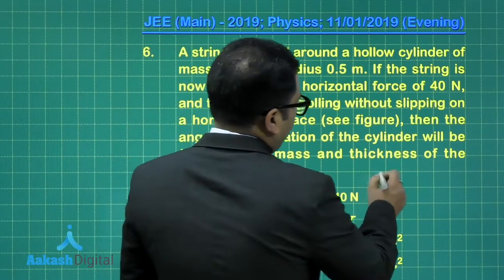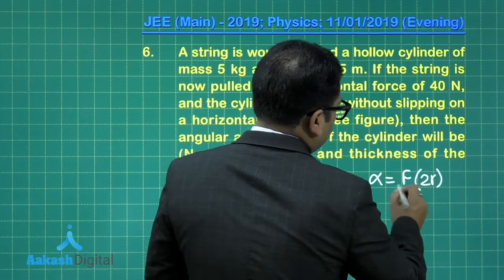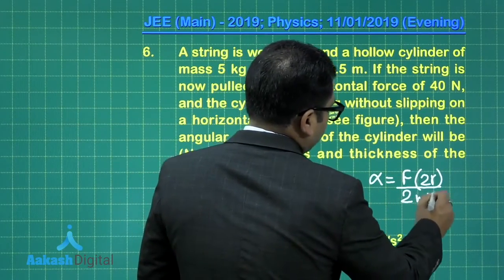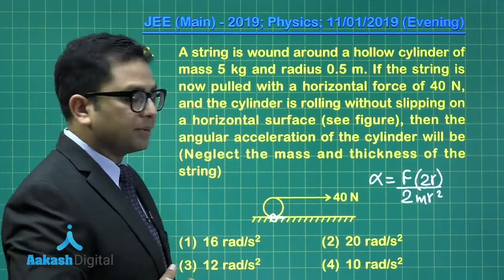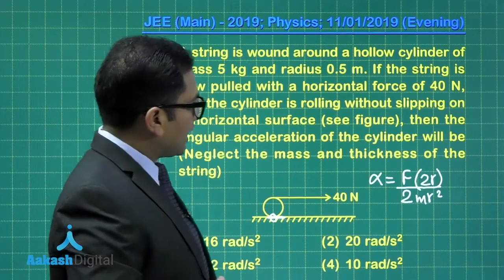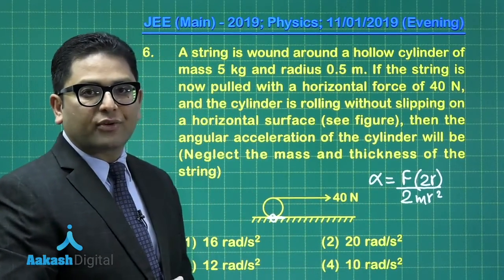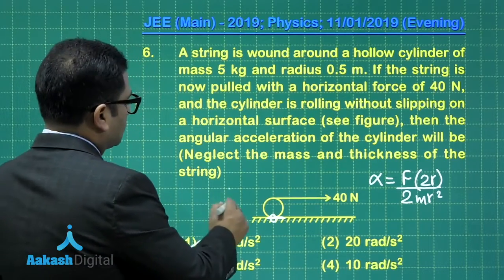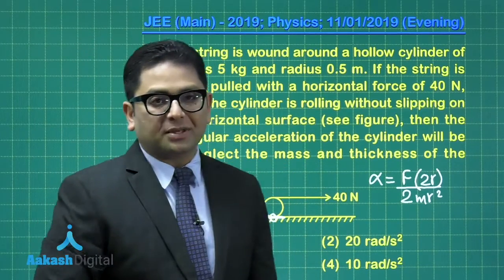So alpha, the angular acceleration, would be F multiplied by 2r divided by the moment of inertia, that's going to be 2mr square, the moment of inertia about this given point. So you put the value of F, put the value of m and r, you're going to get alpha as 16 radian per second square. So for question number 6, option 1 would be the correct one. Time to go for question number 7.